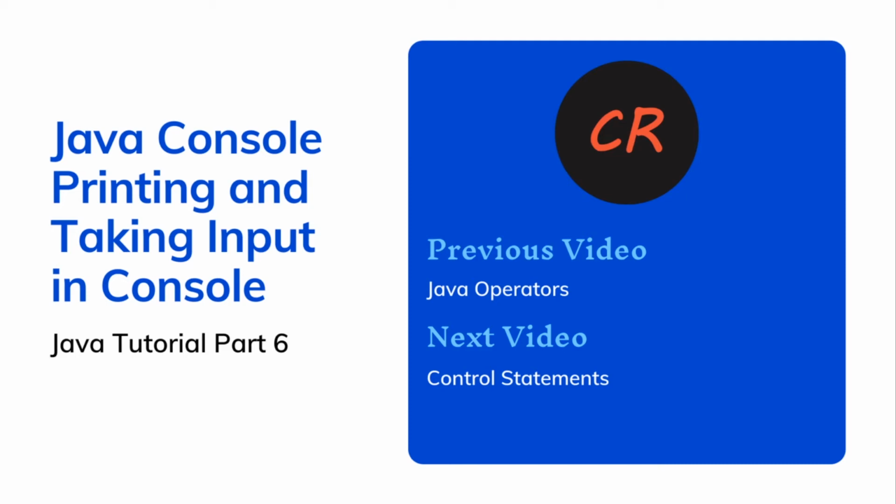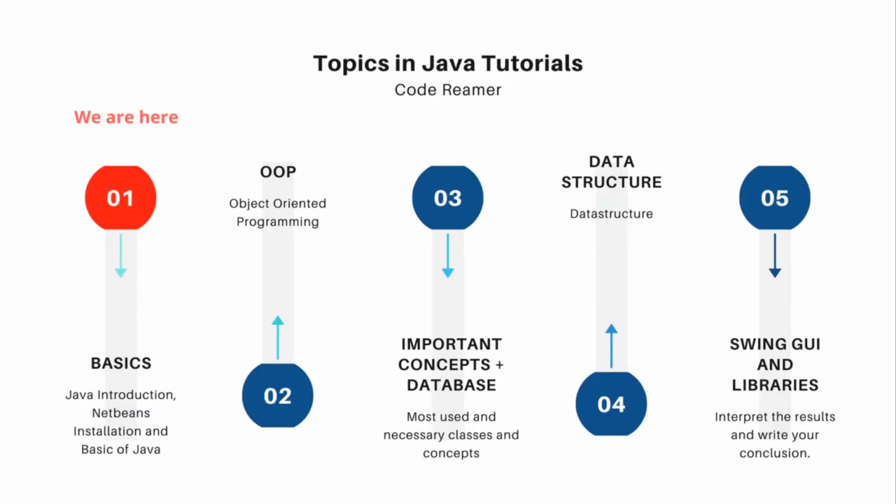Welcome to codereamer. This is our sixth part of Java tutorials, and in this tutorial we will be learning about how to print something on console and how to take input from the user in console. And if you have not watched our previous video in which we have talked about the Java operators, go watch it. So here is our progress so far: we are still on the basic section and we are approximately half through this basic section.